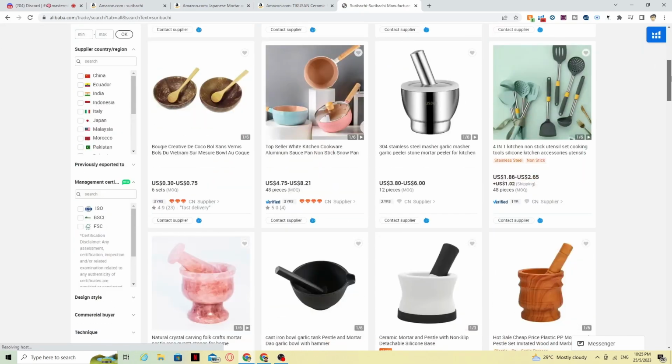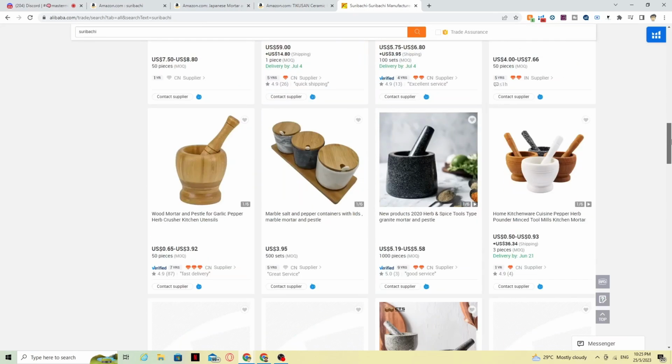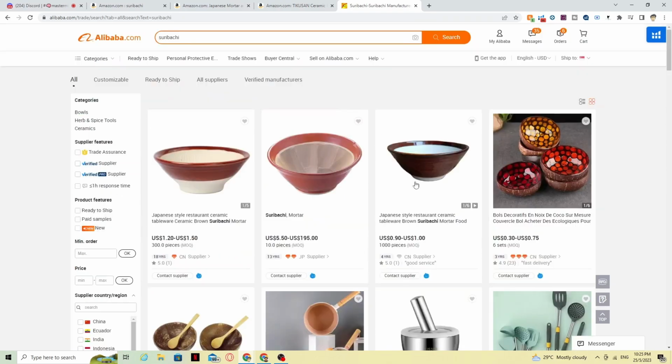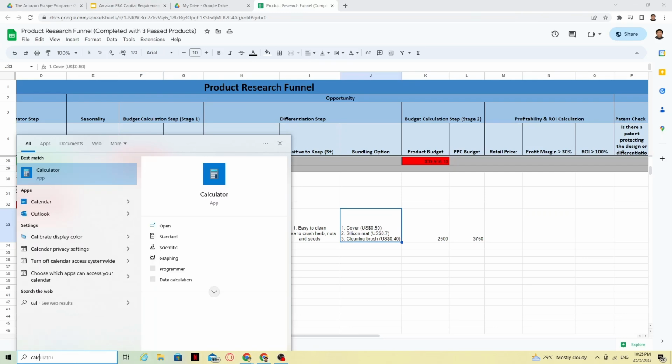Okay, so I think it's really quite affordable. Yeah, I think we can safely put it at 2 USD per unit. So 2 USD per unit is our manufacturing price plus all of this. So I'll just do a quick calculator.